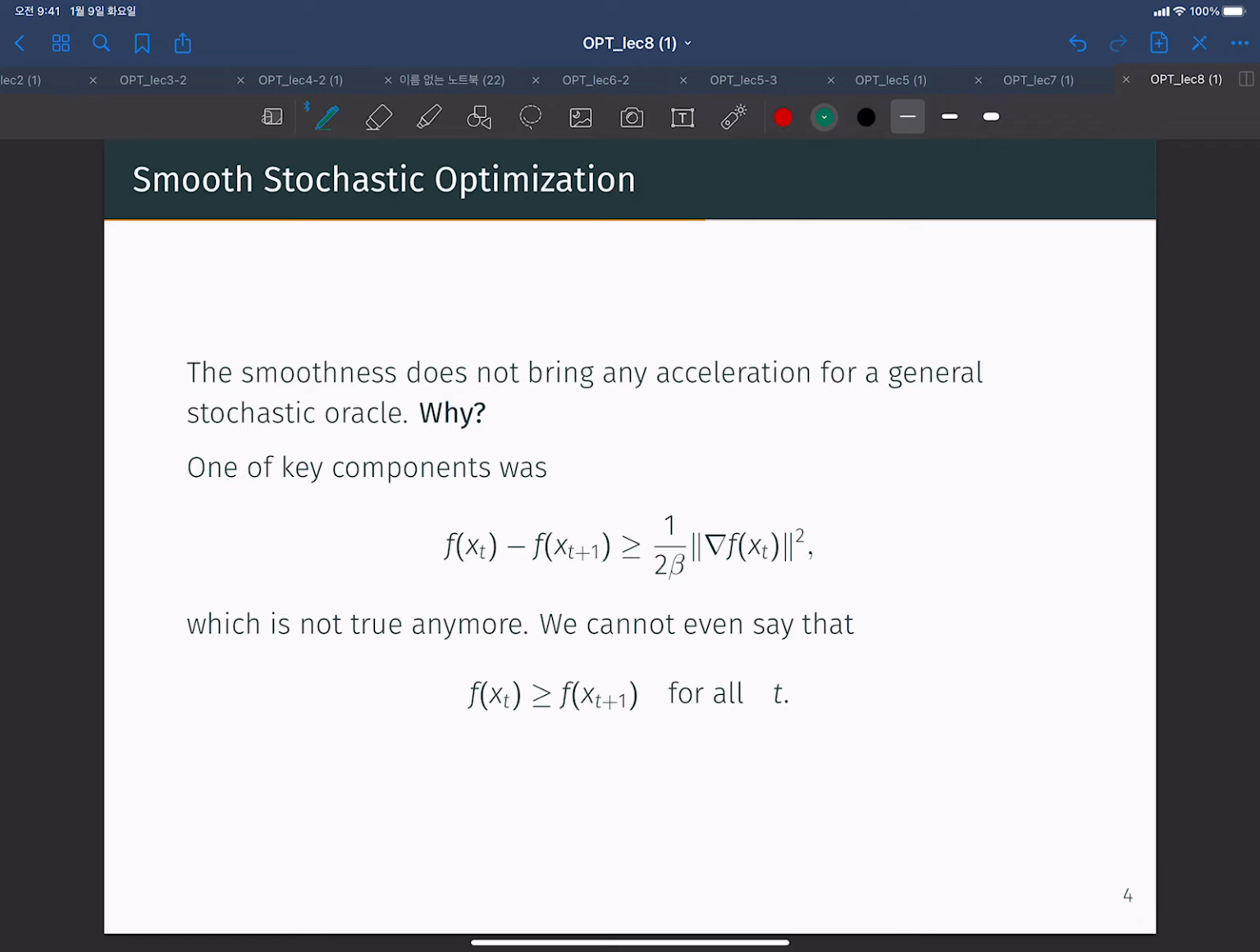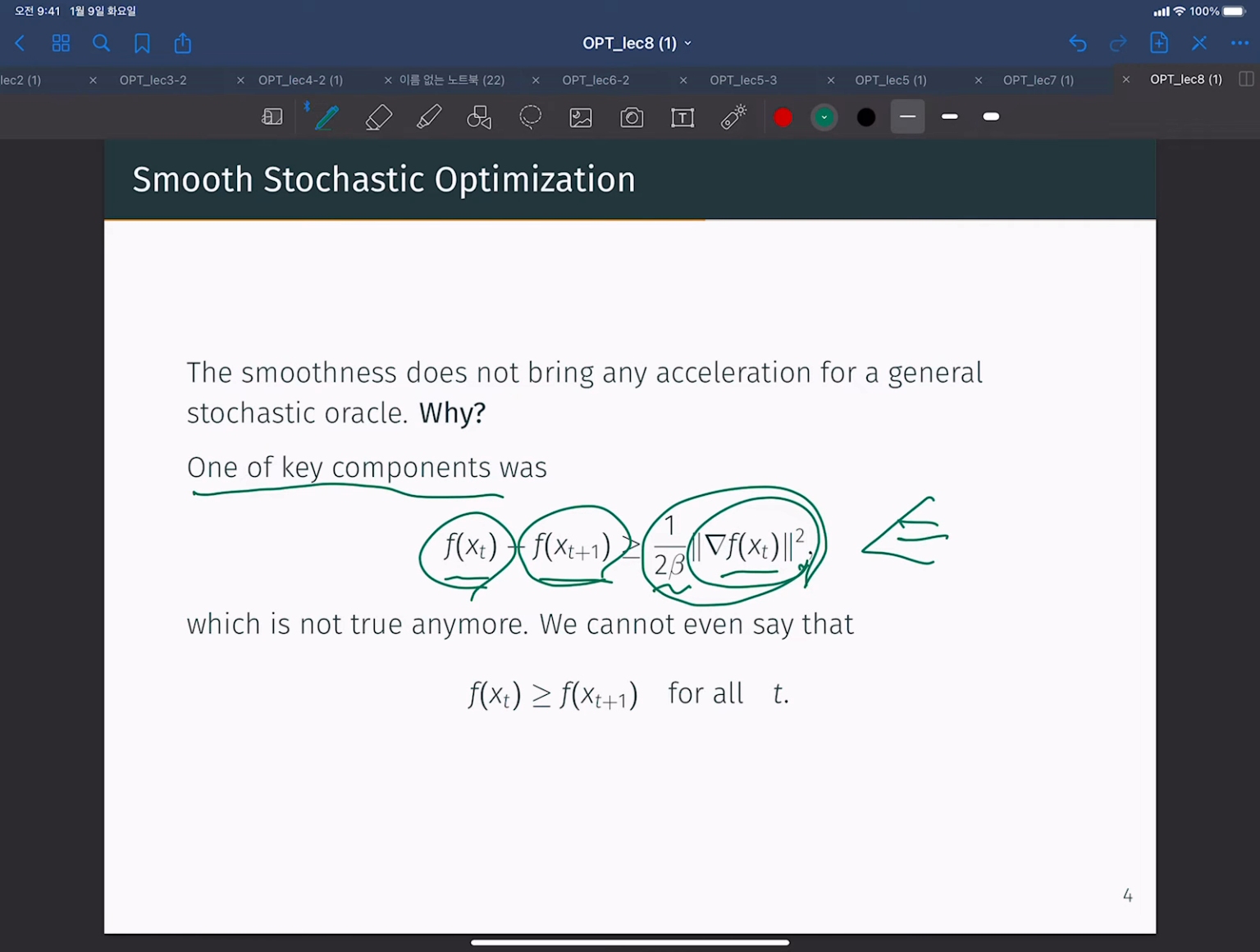Why? One key component to show the convergence speed with smooth functions was this: f of xt minus f of xt plus 1 is greater than or equal to 1 over 2 beta times the gradient of f at xt norm square. So we can always guarantee that f of xt is greater than or equal to f of xt plus 1. So we can consistently decrease your objective function value with this margin, and the margin is proportional to your true gradient vector. That was the key ingredient to show every smooth function convergence behavior.